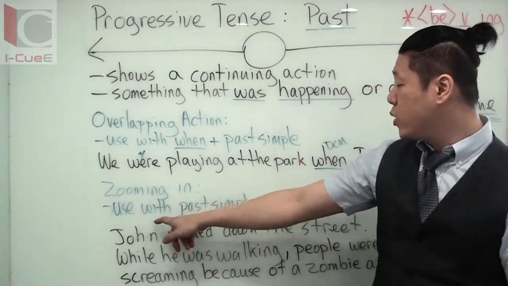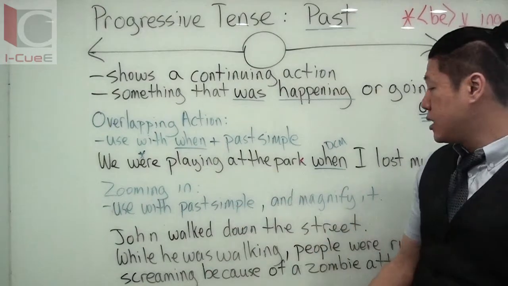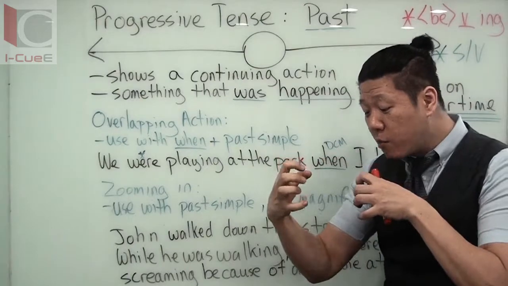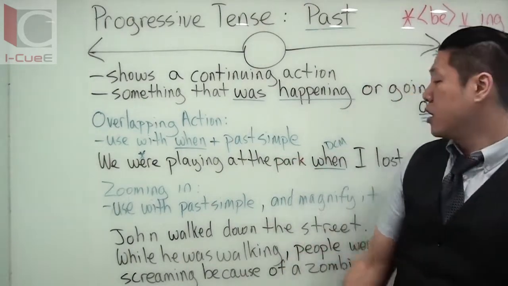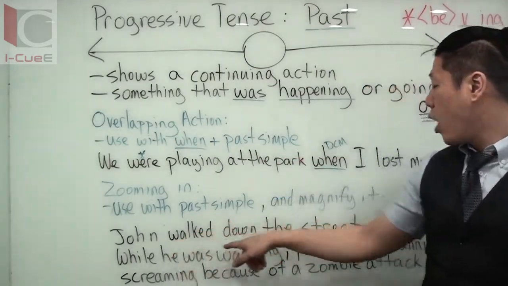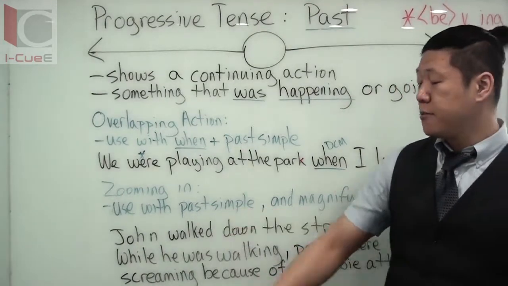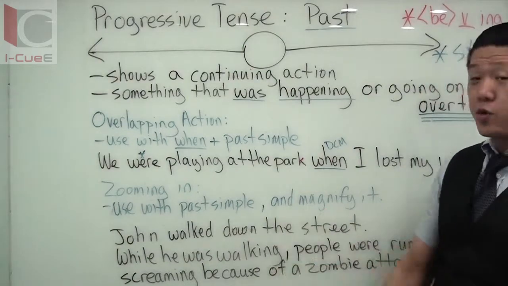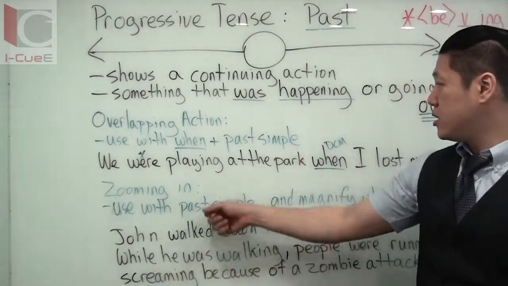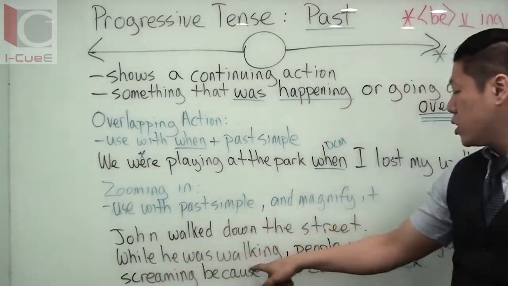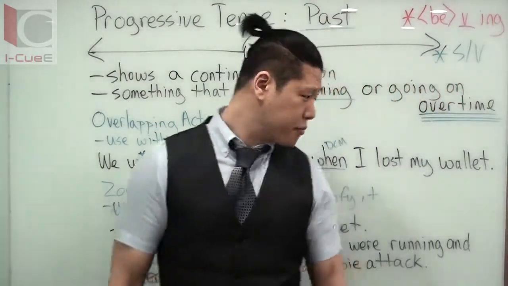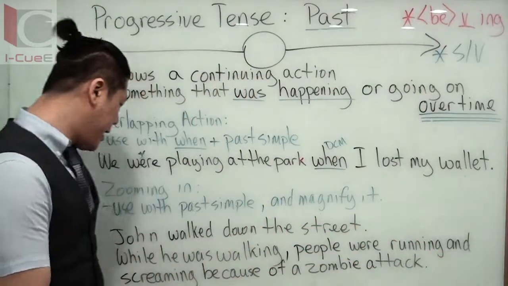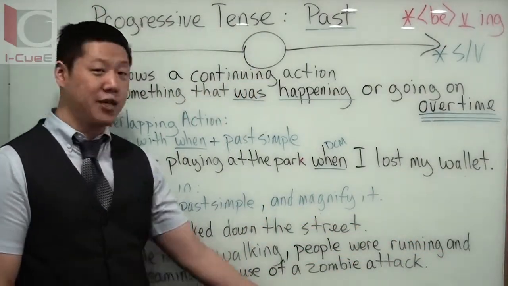So we use it with the past simple tense, and then we're going to take the past simple and kind of stretch it out more, look inside and see what happened. So for example, John walked down the street. That is your simple past sentence. John walked, ed, regular verb, down the street. While, another DCM, right? While he was walking, what was he doing? While he was walking, people were running and screaming because of a zombie attack.